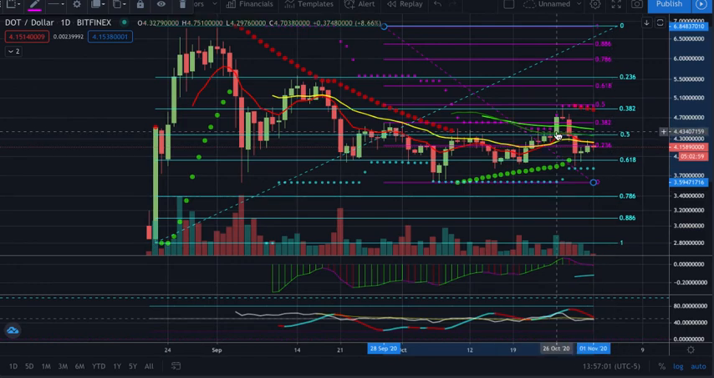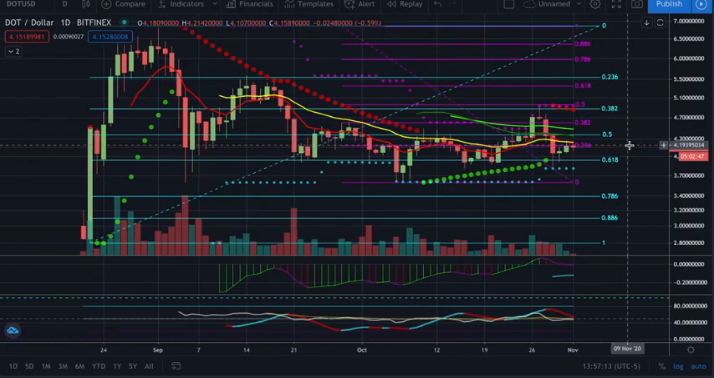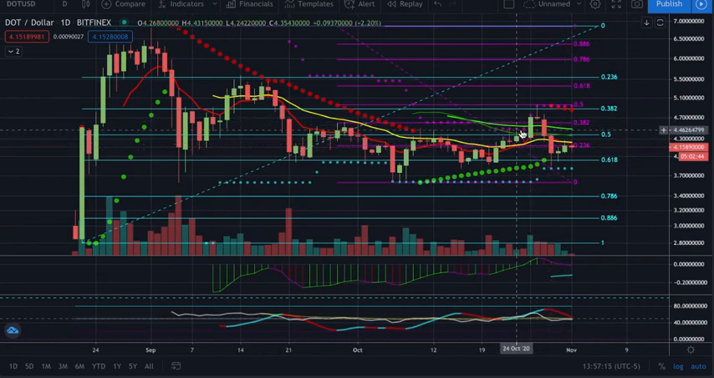So I would expect $3.39 on DOT in the very near future. And if you were going to come back up to the upside after that, you would expect it to come back up to the 0.5, which would be $4.37, just slightly above where we're at right now. But again, we're below the moving averages. We took out the parabolic SAR. Everything is currently pointing to the downside.